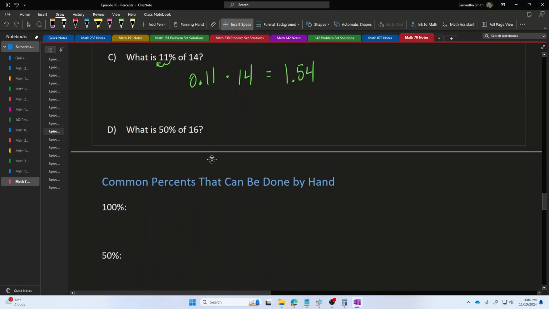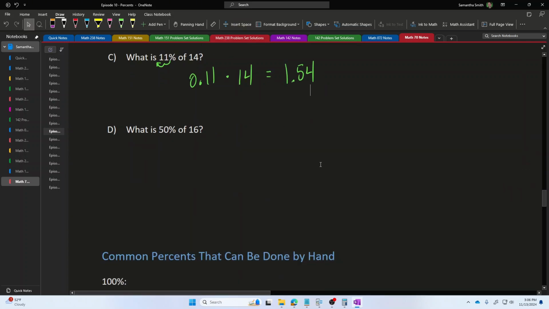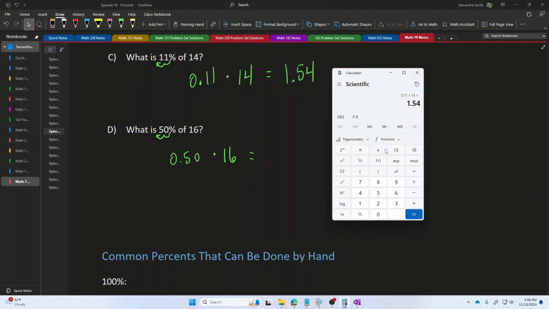And someone says, what is 50% of 16? Once again, move that decimal place to the left to turn this into a decimal number. Multiply by 16, and we get 0.5 times 16, resulting in 8.